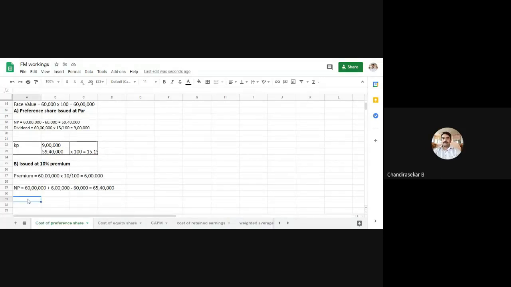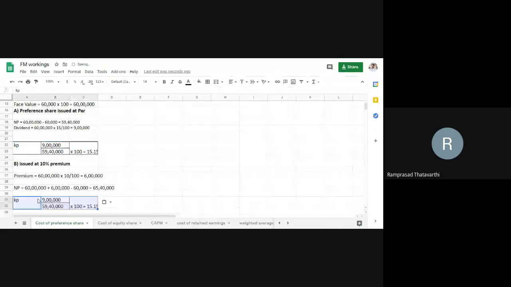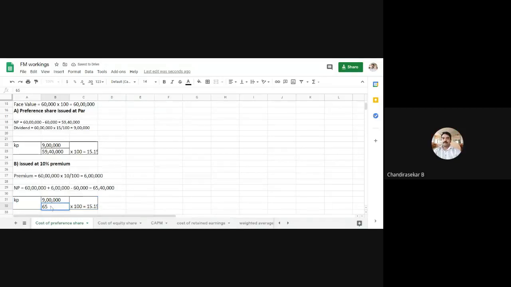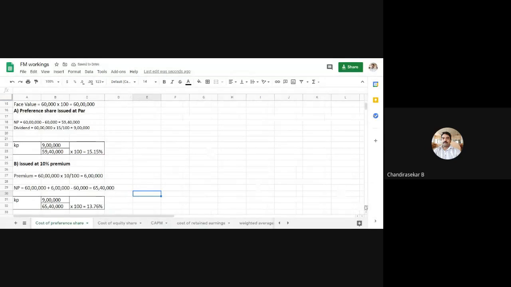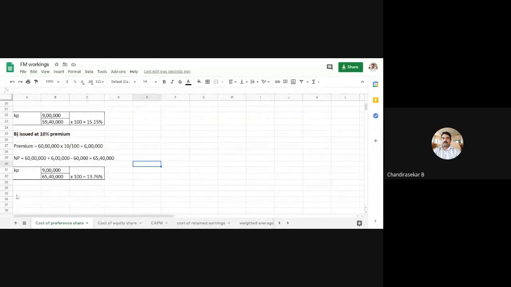Okay. So now, cost of preference share is equal to 9 lakh divided by 65,40,000 into 100. That is 13.76. You see, the cost of preference share is reduced from 15.15 because of the impact of the premium. We have received 6 lakh rupees additionally along with the face value, and that made the cost of preference share reduce. With a general sense, if it is a discount, then the cost will go up, yes, definitely.